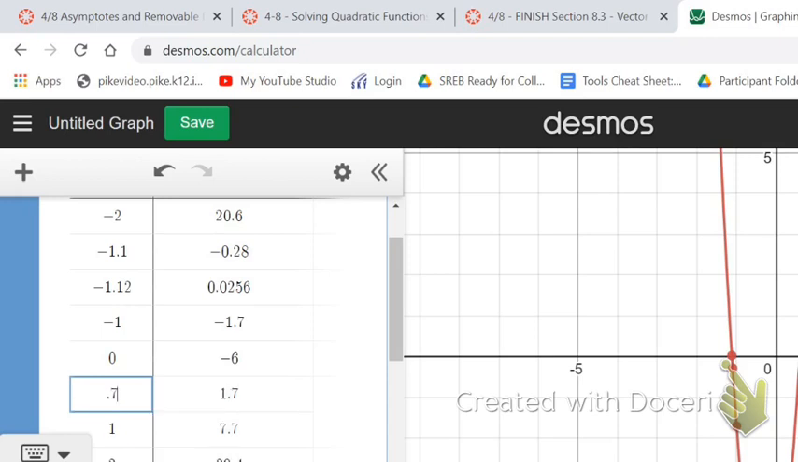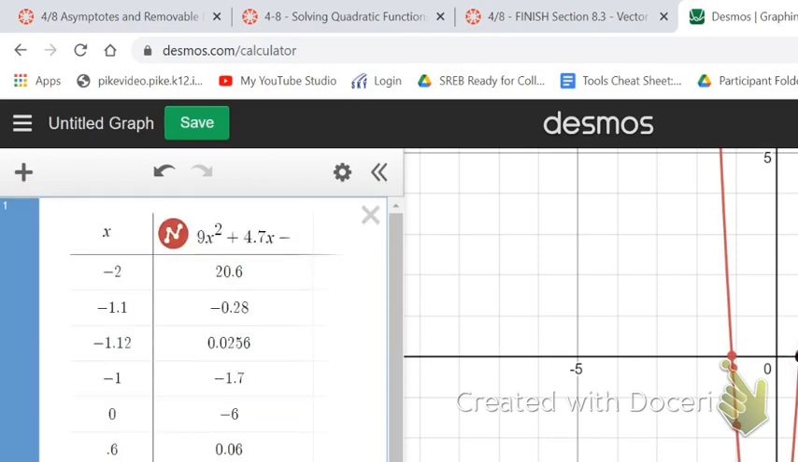0.7. Okay. We're getting closer to 0, right? Can we try a different guess and get closer? 0.5. See, 0.5 gives me this. You said 0.4. That's too far. There's 0.5, 0.6. Ooh, that one's really close to 0. How could I get really precise with this? I can click on my graph, right?